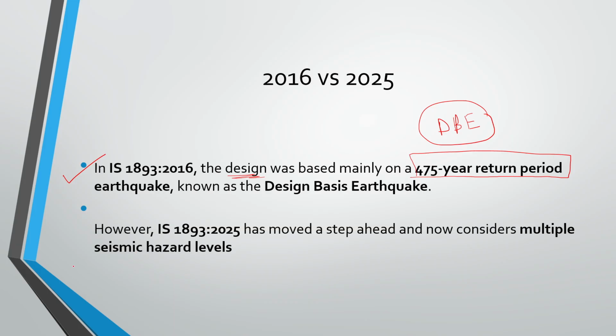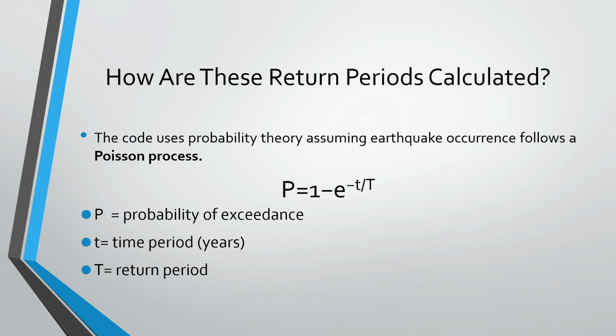But in IS 1893 2025, you can see multiple earthquake levels. You can find frequent earthquake, design basis earthquake, and maximum considered earthquake. I will tell you the meaning of each of them. Now you know design basis earthquake means it has a return period of 475 years. So how are these return periods calculated?